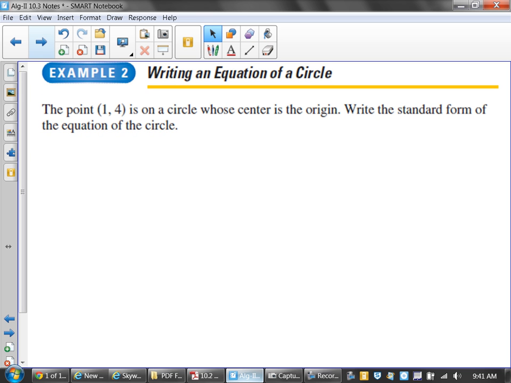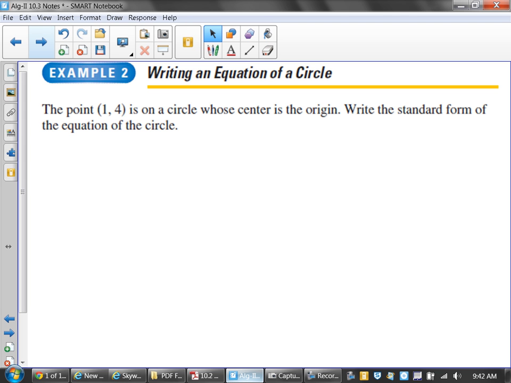Let's write the equation of a circle. Again, the center of our circle is going to be placed at the origin in this section, which means your lives are very, very, very easy. So if the point 1,4 is on the circle, and the center of the circle is at the origin, I need to figure out what? What r squared is.